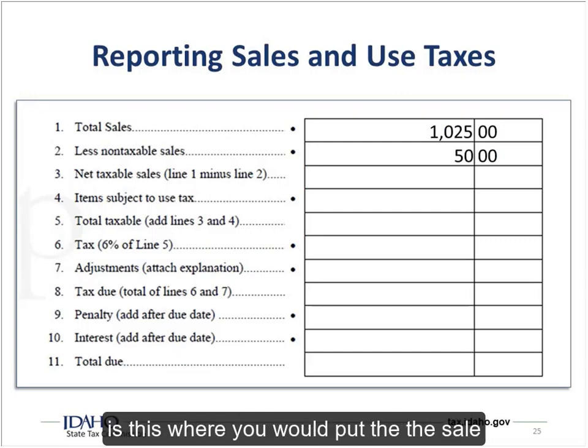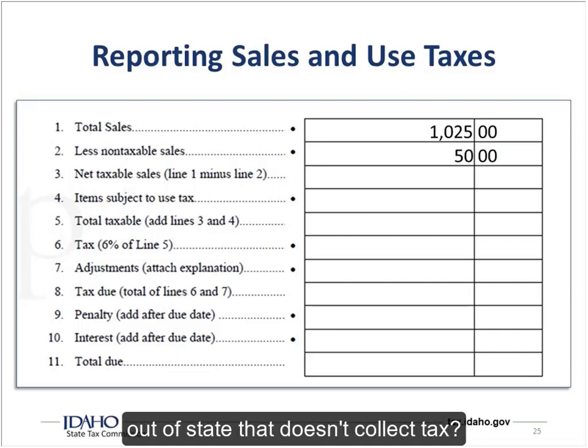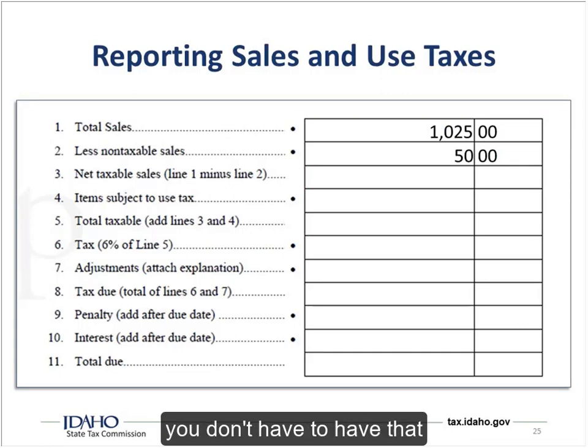Gordon, is this where you would put the sale out of state that doesn't collect tax? Yes, it is considered a non-taxable sale. If it's something that you ship to another state, you don't have to have that ST-101 in order to claim it here. If it's somebody who's picking something up in the state, buying it for resale or for production purposes, that's when you're going to want to have that ST-101. Perfect.